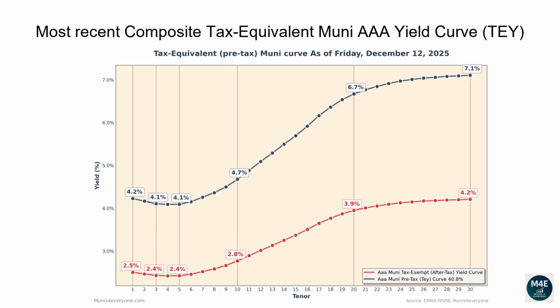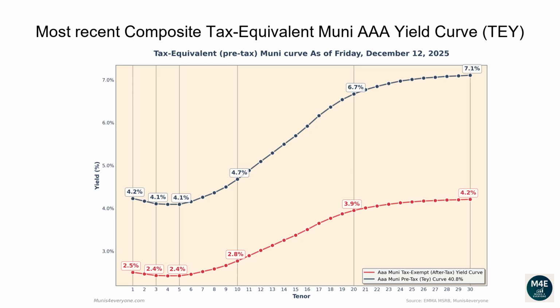Let's now go over the most recent composite tax-equivalent Muni AAA yield curve. The following graph shows, in red, the tax-exempt after-tax Muni yield curve, versus in blue its tax-equivalent pre-tax version, assuming a 40.8% top tax bracket as of December 12, 2025. Why would you care to see the tax-equivalent version of the Muni yield curve? More on this later. Let's first go over the pre-tax, aka tax-equivalent yield curve.